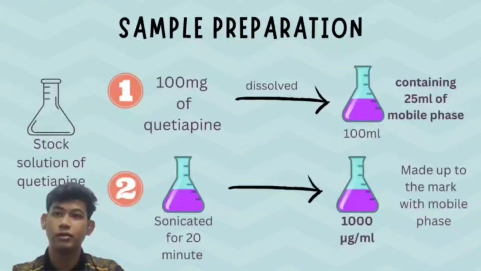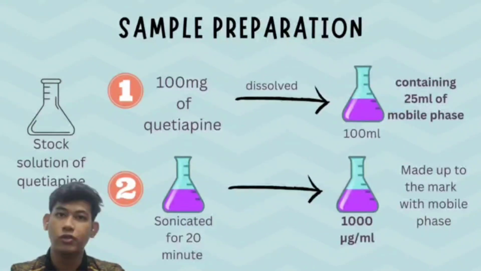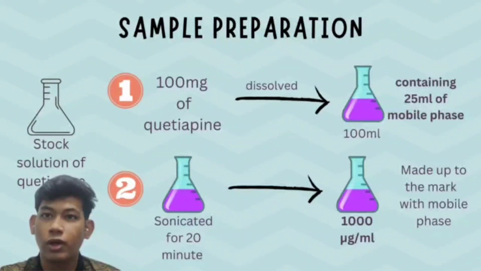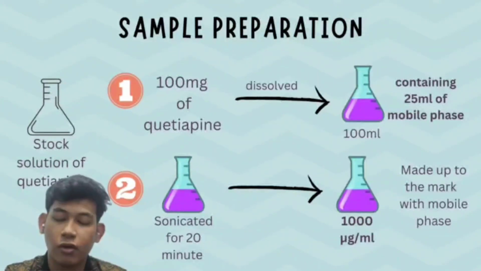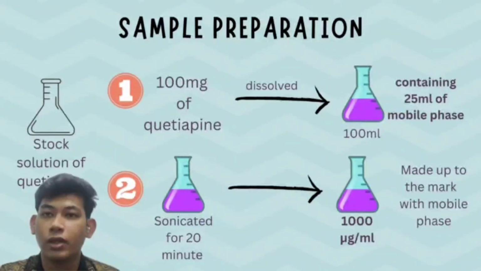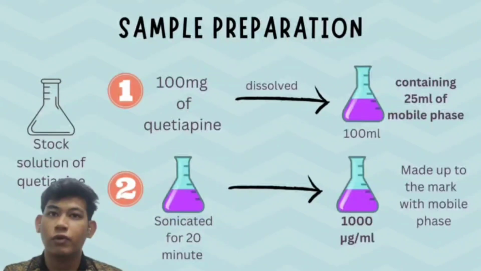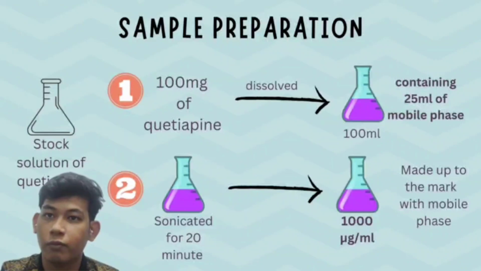Sample preparation. The stock solution of quetiapine was prepared by dissolving 100 mg of quetiapine in a 100 ml standard volumetric flask that contained 25 ml of mobile phase. Then the solution was sonicated for 20 minutes. Then it was made up to the mark with mobile phase to get a concentration of 1000 microgram per milliliter.